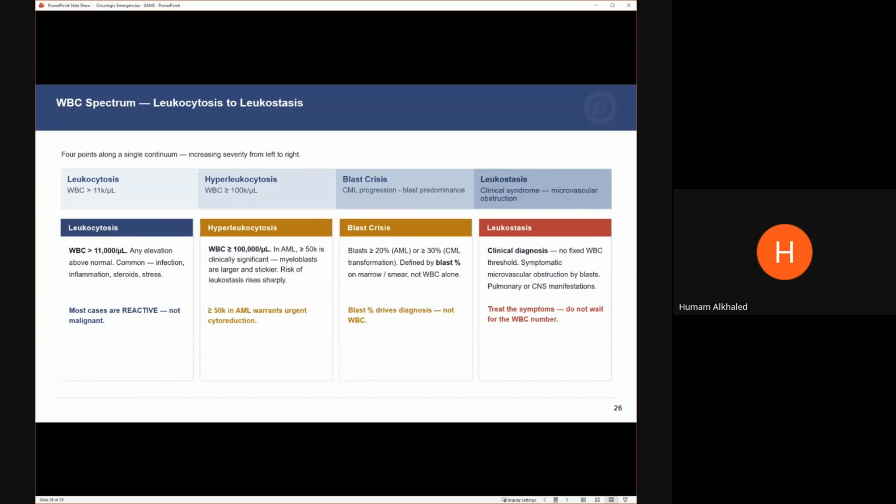And if you have a patient with a white blood cell count of 80,000 and active breathing failure, that patient has leukostasis and needs immediate treatment. So we want to treat the symptoms, not the number.